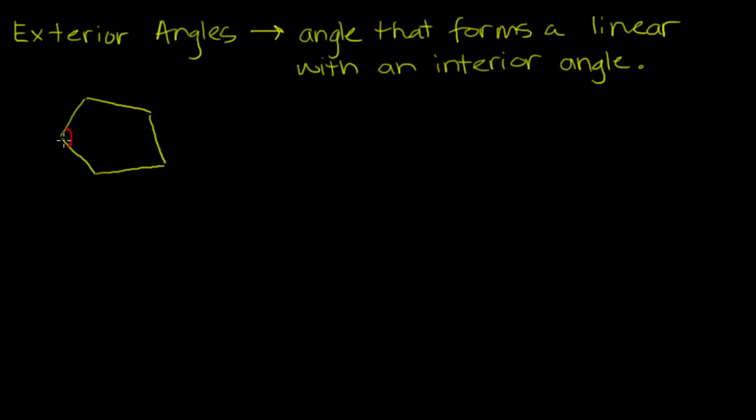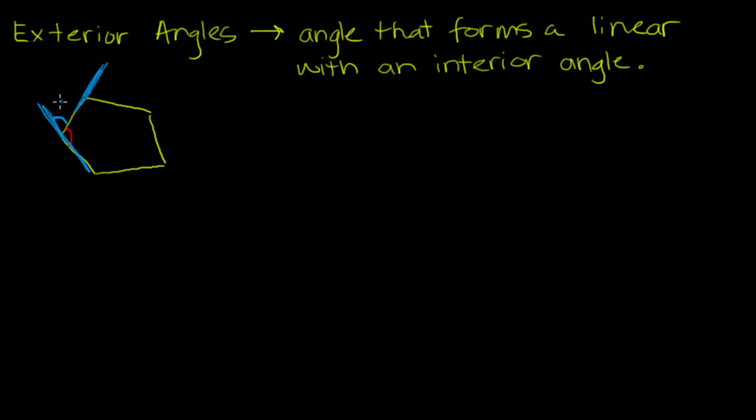So if I was to extend that side, okay, what I would have is two angles: the angle on the inside, the interior, and the angle on the outside, the exterior. Now these two angles are not congruent to each other, but they are supplementary to each other because they are a linear pair. So we know that these two angles are going to add up to 180. And then we have this guy over here, another exterior angle.